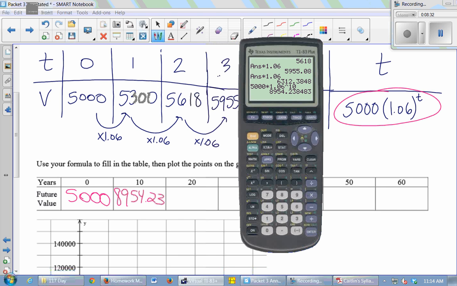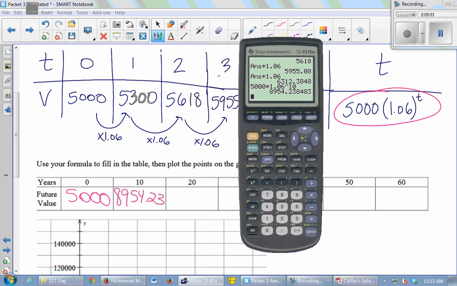Why am I rounding down? That's what banks do. They're not going to give you any extra pennies, even if it's just a partial penny. They always round down. So if you have a savings account, they're always going to round down. If you're paying them a mortgage payment, they're going to round up.